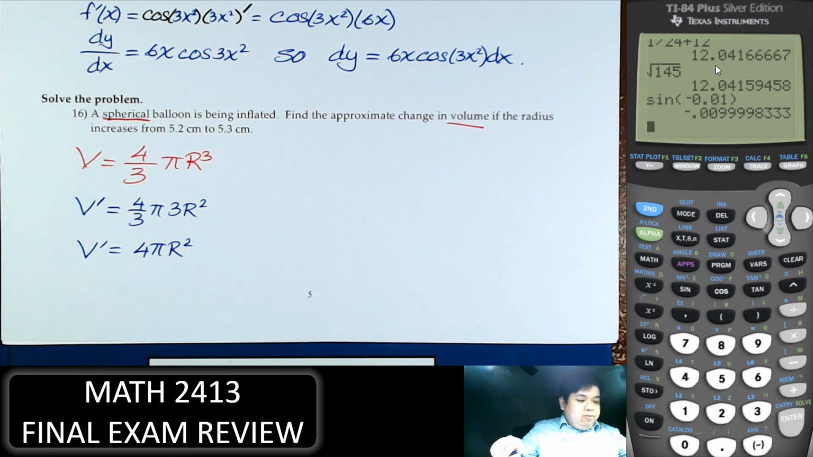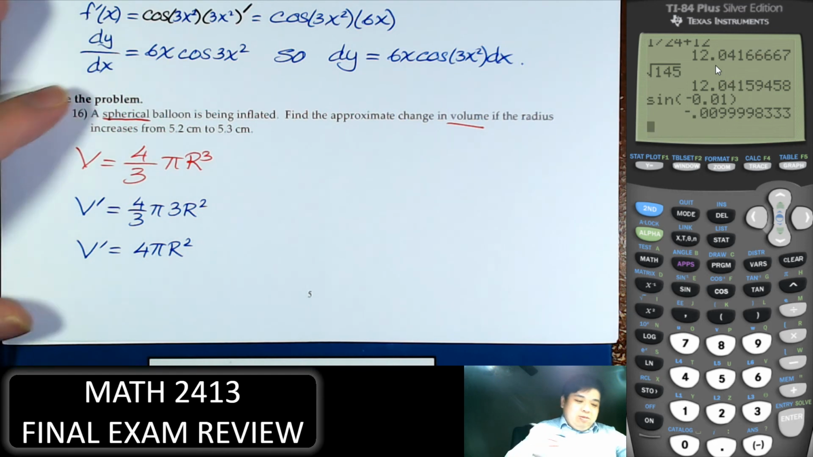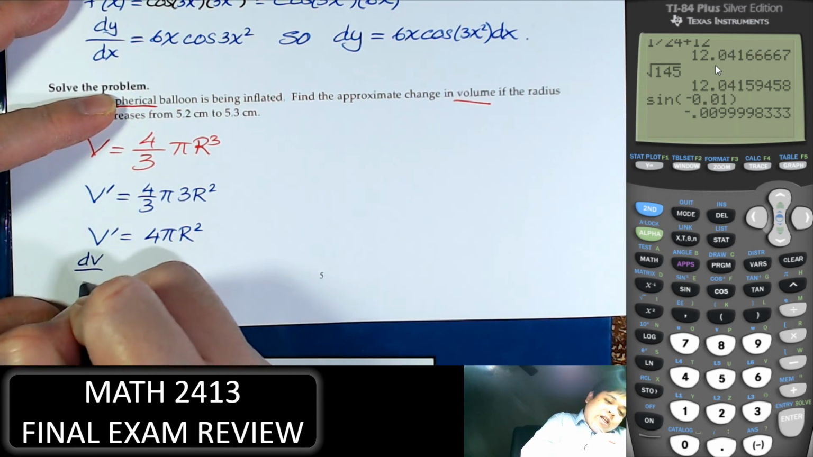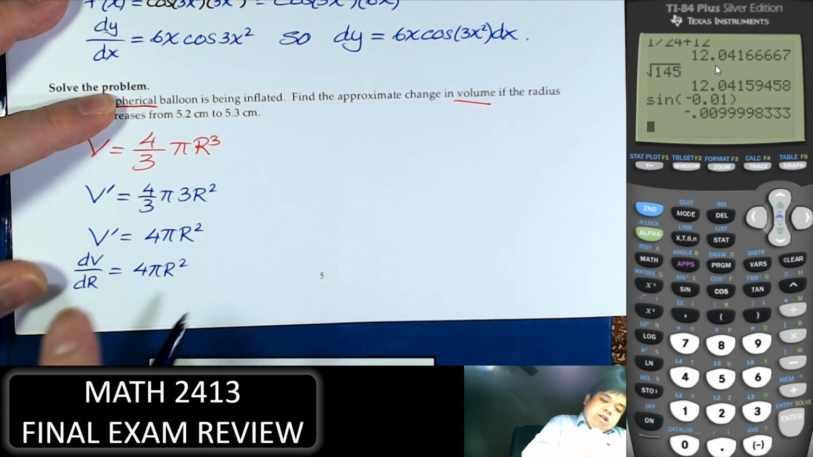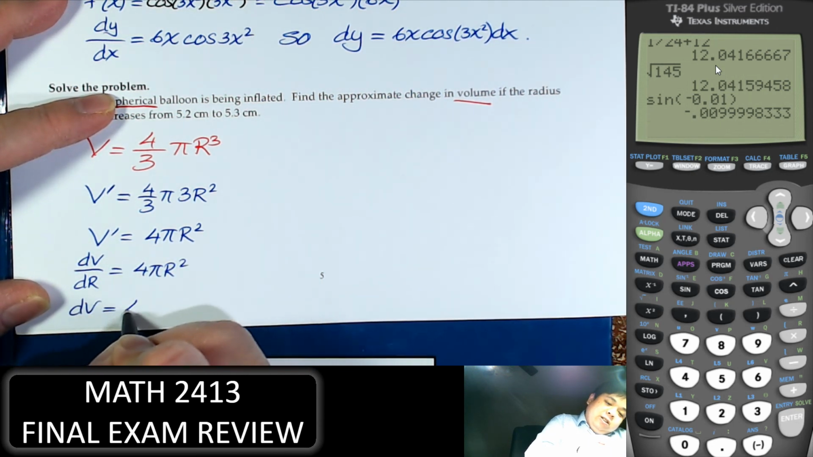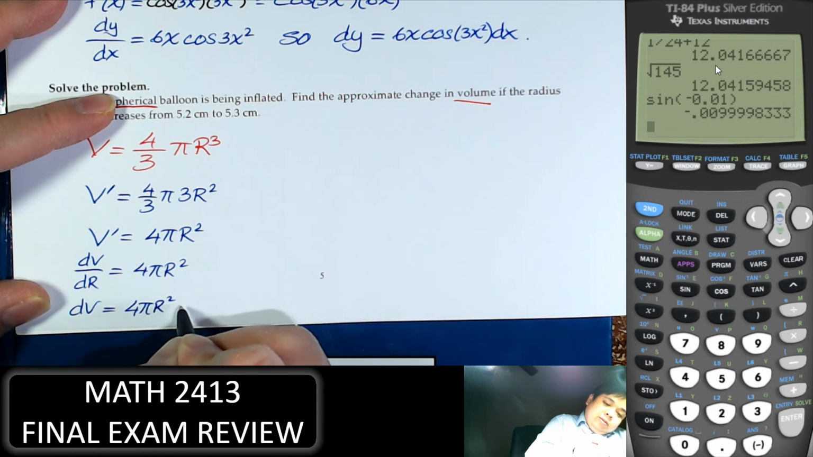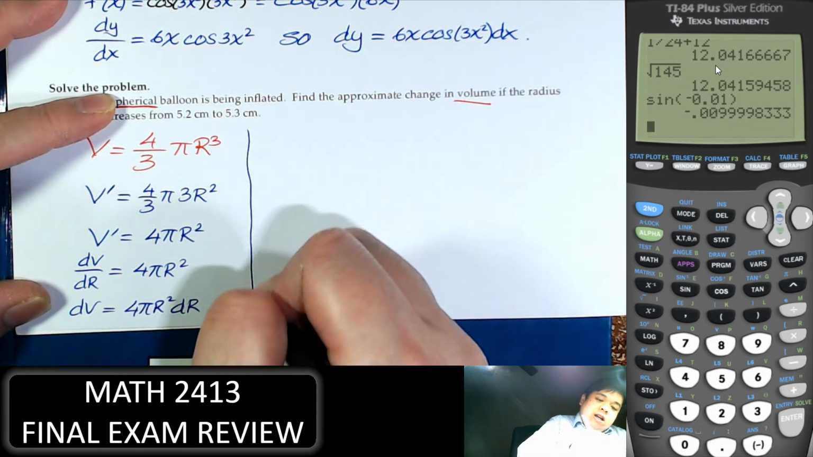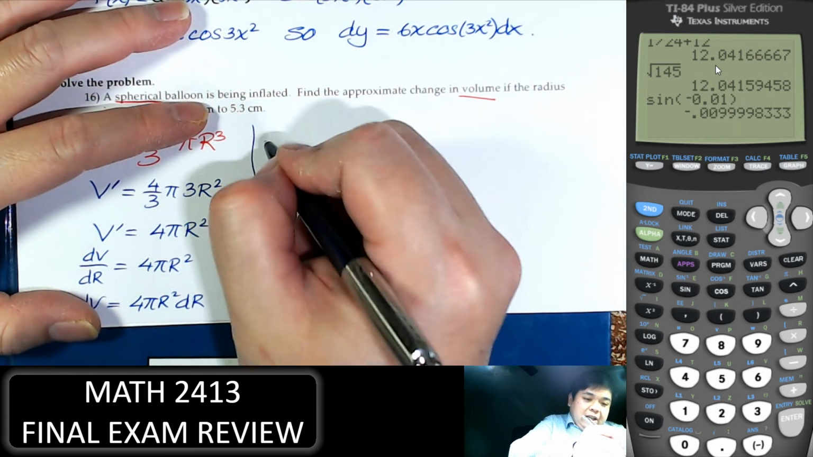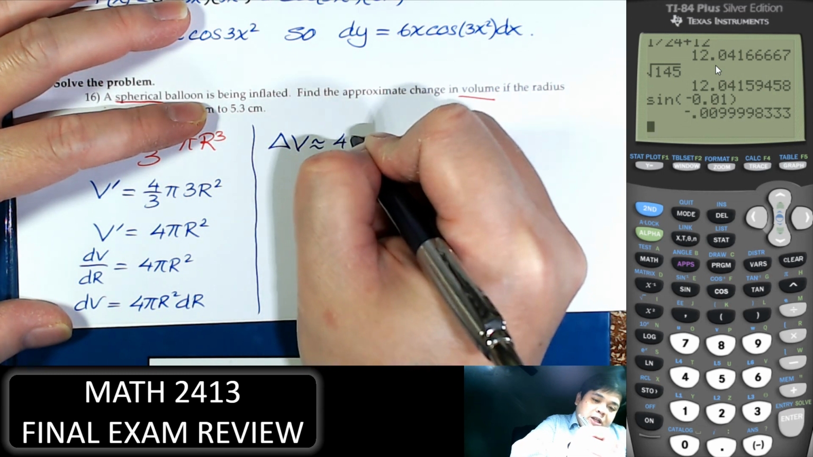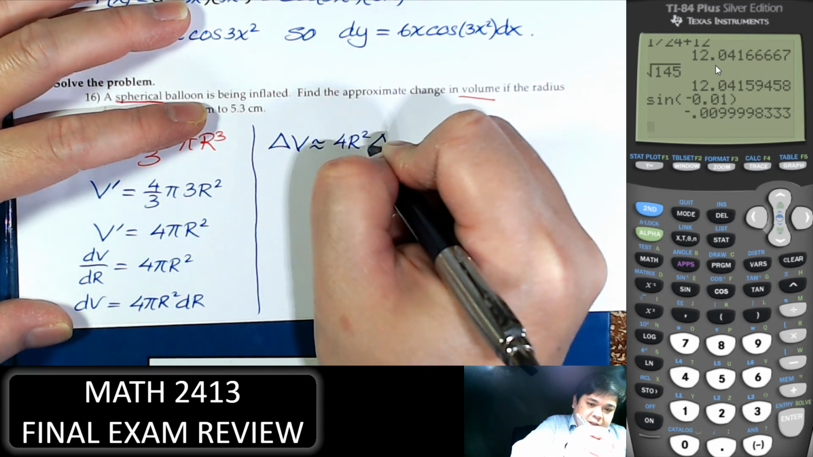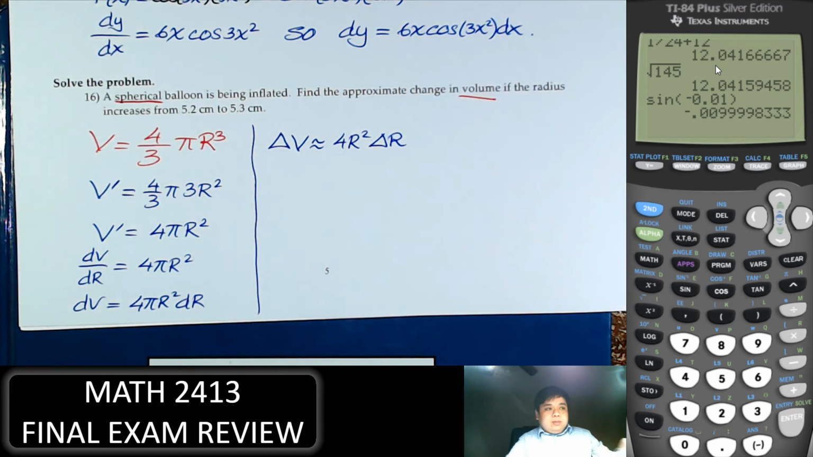Anyway, so now let's just change the notation. If we have dV over dr, that will be exactly 4 pi r squared. Move the dr over. Right? Now if we don't use dr and dV, we use delta instead, the change will be approximately that, 4 pi r squared delta r, sorry.